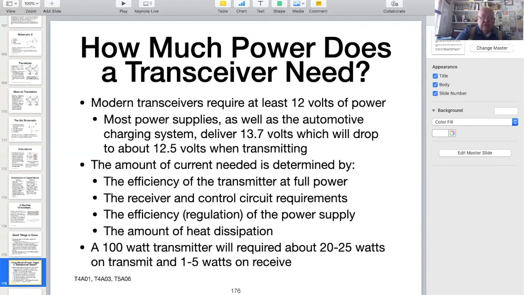Modern transceivers are built for 12 volts of input power plus or minus 15%, or 1.7 volts. If the voltage drops below 10.3 volts or so, the transmitter will usually shut off.